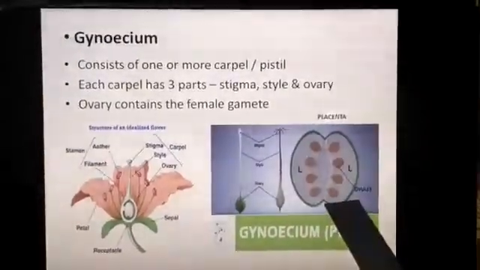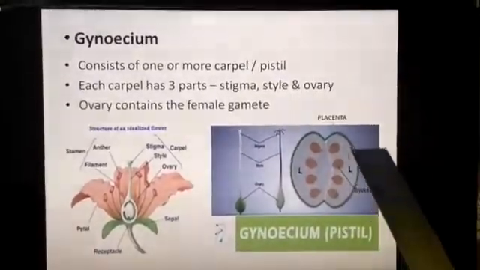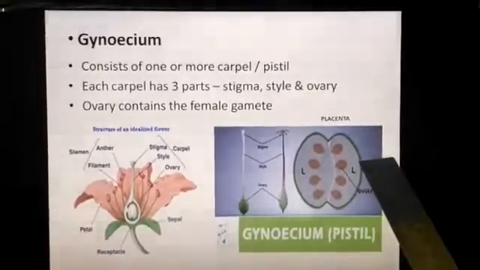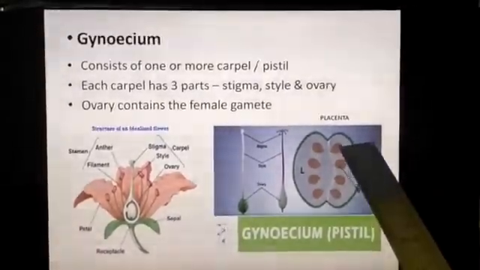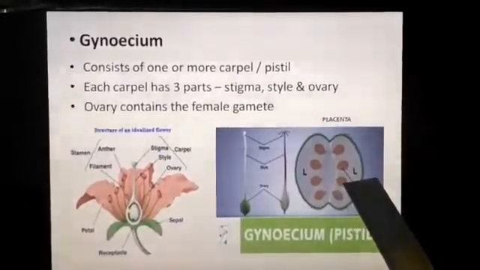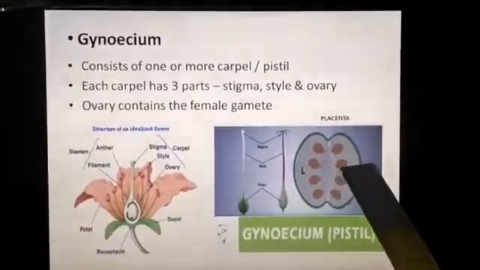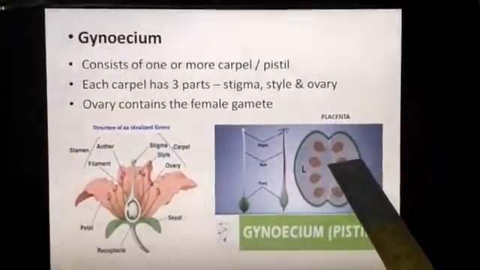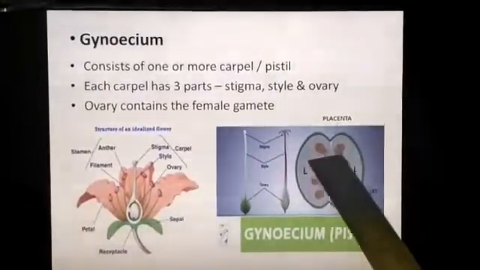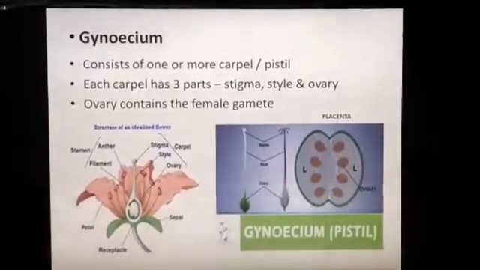This is showing the internal structure of the carpel. Internally, the outer line is showing the ovary wall, and the oval structures, brown colored structures which you see here, are the ovules. These ovules are attached to the ovary wall by a cushion-like tissue, acting as a bed of the ovary, which is called the placenta.